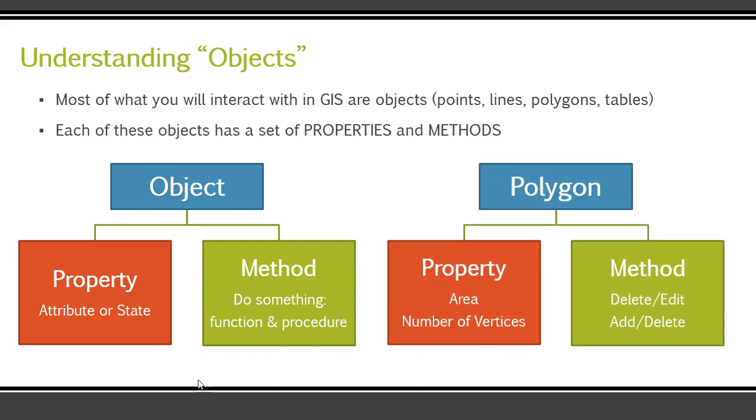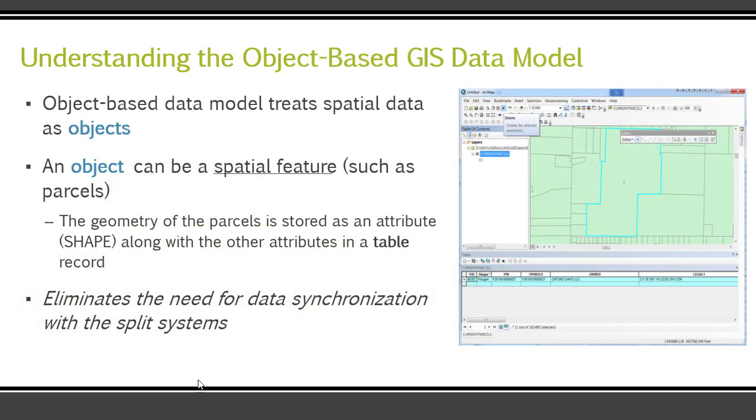So if we look at this from the point of view of a polygon being an object, an example of some properties of that polygon is the area, the number of vertices that are made up around the outer circle of its perimeter. Some methods that can be done: what can you do to a polygon? You can delete the polygon, you can edit the polygon, you could add another polygon, or you could add some vertices, or you could delete those vertices. Or you could reshape your polygon. All of those tools that you can do something with, those are methods that are associated with that particular object and its properties.